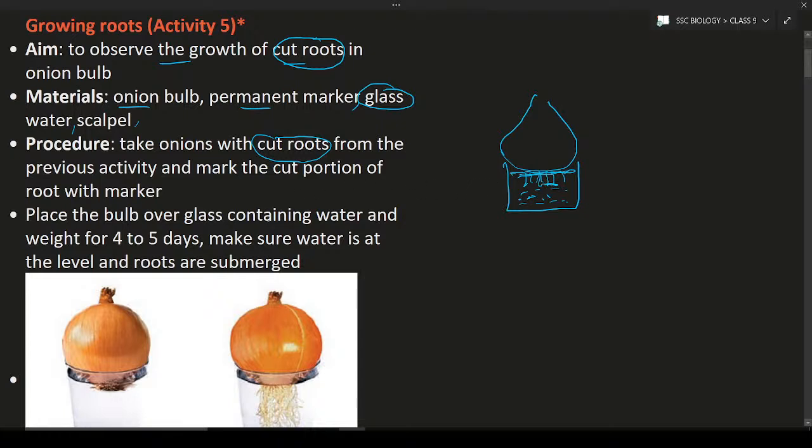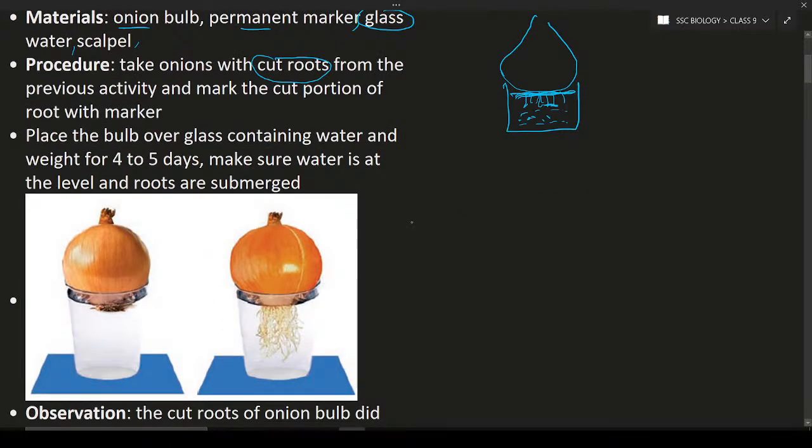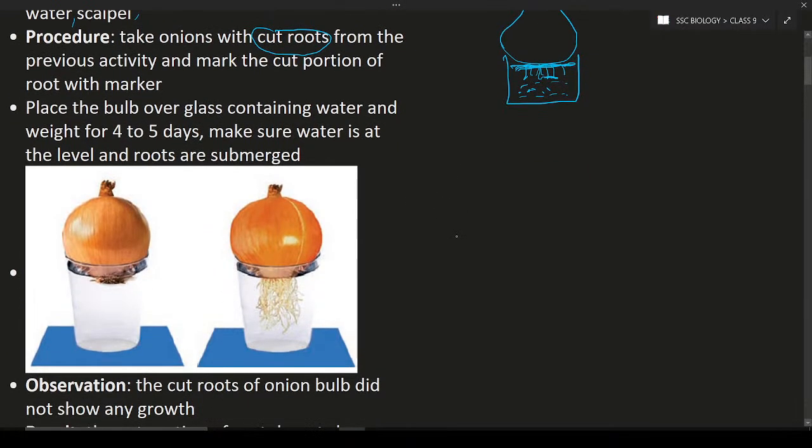Wait for 4 to 5 days, and after 4 to 5 days check whether the cut portion of the roots is growing or not. Also make sure the level of the water is touching the roots at the bottom of the onion bulb. By this we have to make sure of this. In this way you can see.